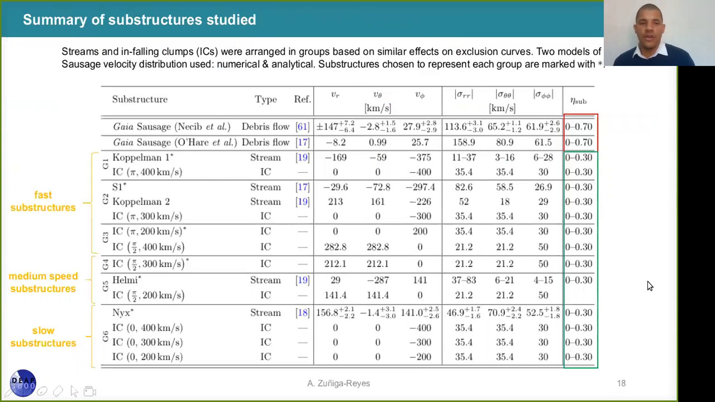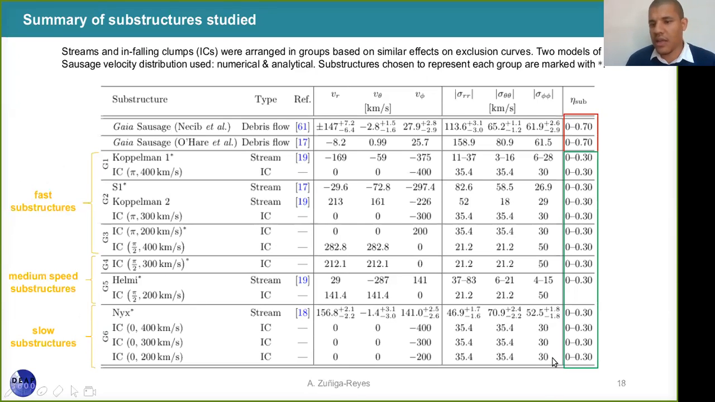Okay, I add here this table that summarizes all the properties of the substructures that we consider. They were arranged in groups based on the similar effects that they have on the exclusion curves. We consider two models of the Gaia sausage, one numerical and the second analytical. And the substructures were also labeled depending on their speed. We have the fast, the medium speed, and the slow substructures.